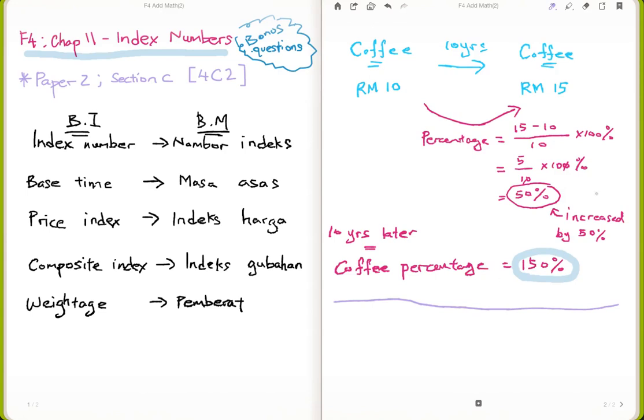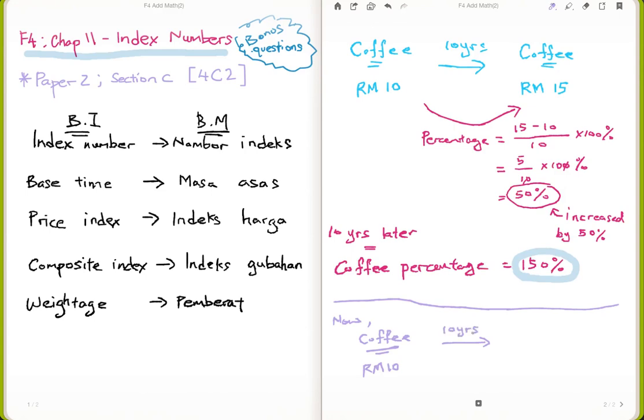Okay? This is the background. You need to understand. Put it the other way. Now, if I were to tell you that the price of a coffee is 10 ringgit, the same question, yeah? We're talking about the same question.